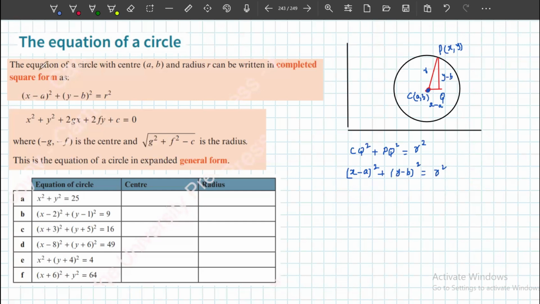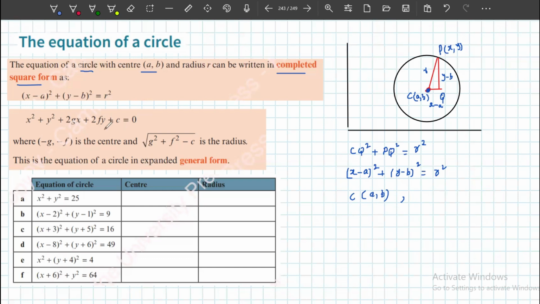As you can see, the equation of a circle with center a, b and radius r can be written in completed square form as x minus a whole squared plus y minus b whole squared equals r squared. And remember, here x minus a and y minus b mean your center is a comma b. C is your center, with opposite symbols, and the radius is r. So with the help of this equation of a circle, we can easily write the center and radius as well.